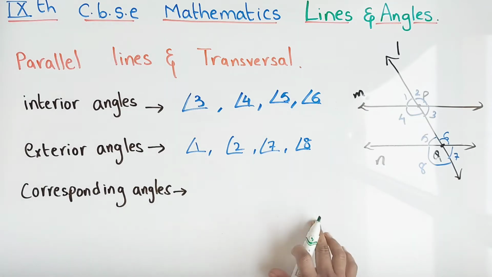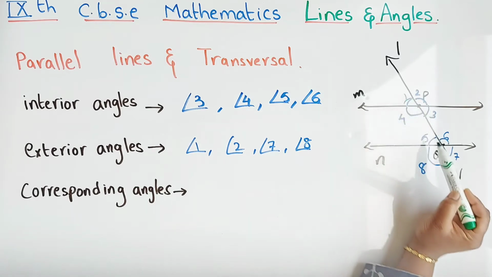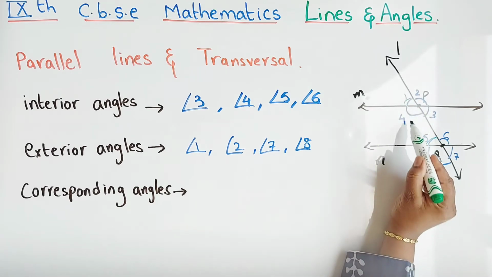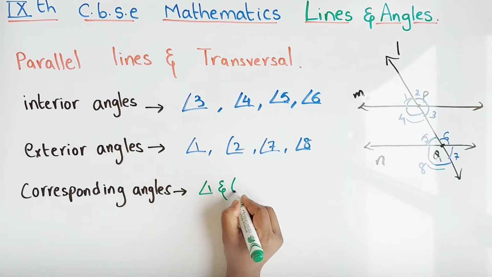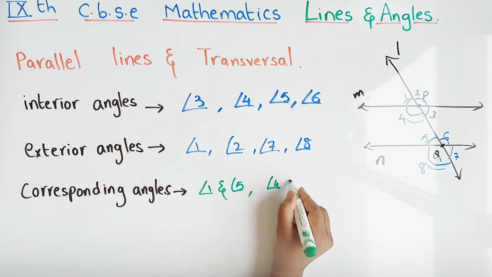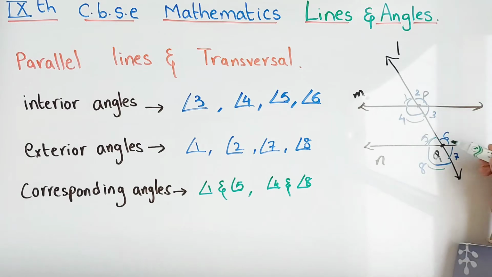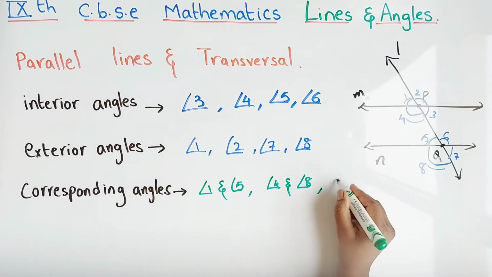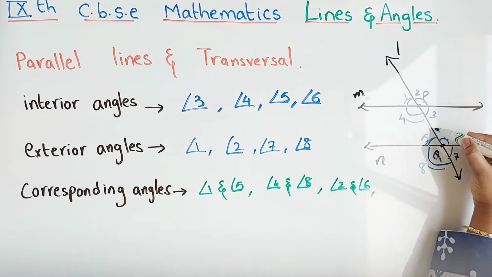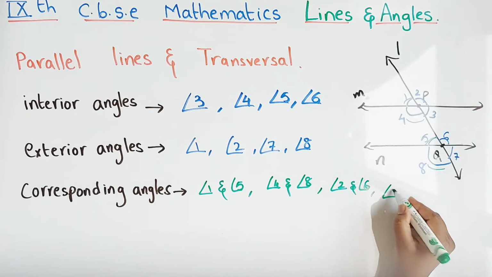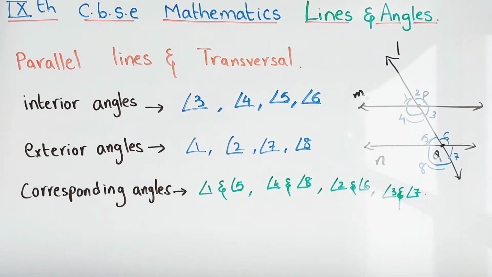Here corresponding angles, children. On the same side of the transversal you observe angle 1, angle 5, angle 4, angle 8. We will write here angle 1 and angle 5, angle 4 and angle 8, and come to this side angle 2 and angle 6. And here downside angle 3, angle 7. These are the corresponding angle pairs.